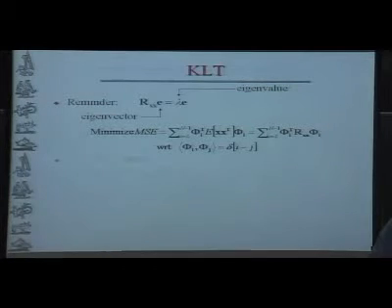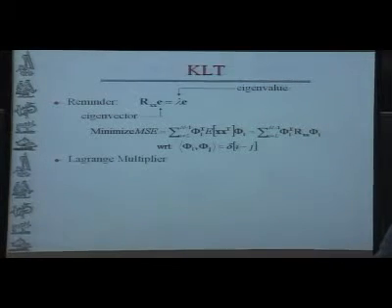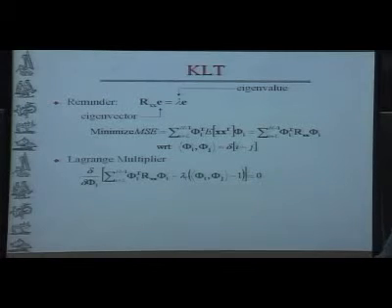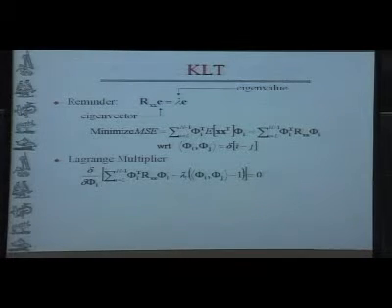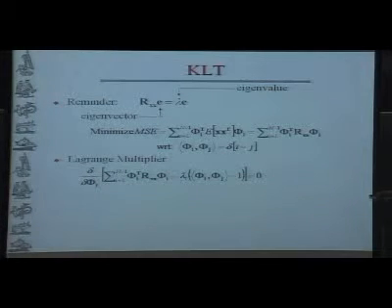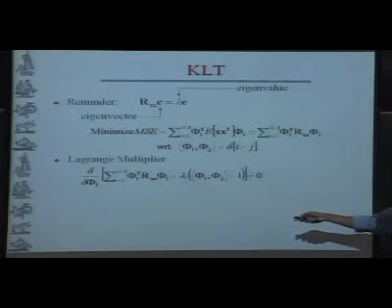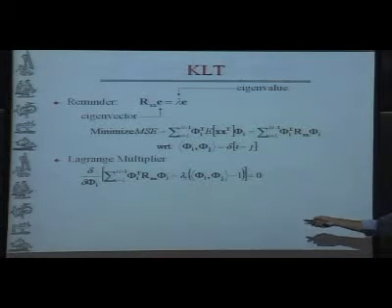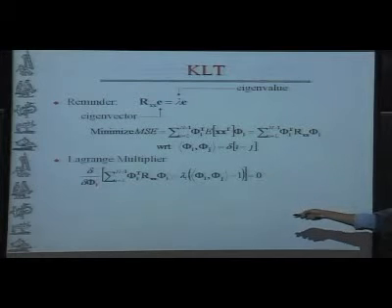Okay, so the Lagrange multiplier technique is this. So minimize the mean square error, and you have to take into account the constraint. Okay, so that adds the second part to the equation. Okay, now I'm taking the derivative with respect to a vector, okay?